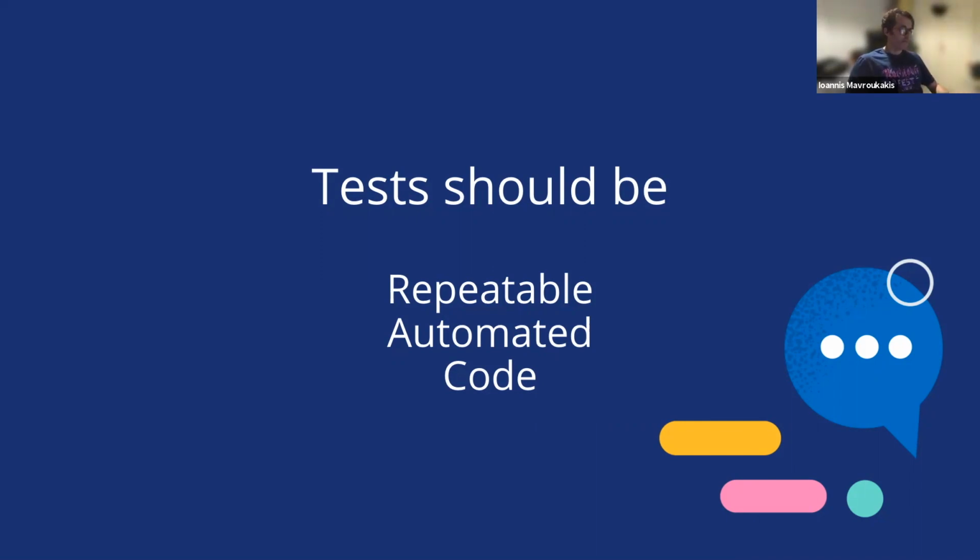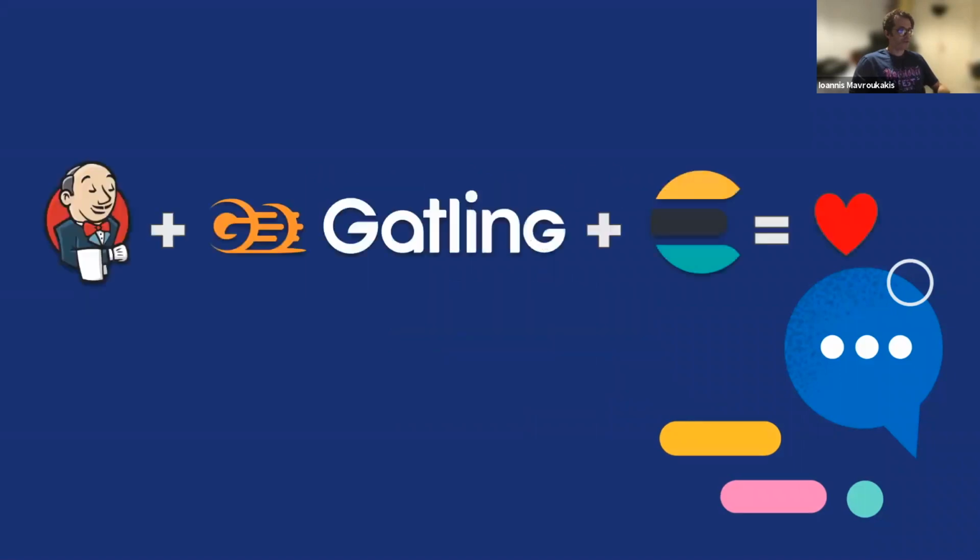And finally, you want them to be in code. If your tests are expressed in code, that means you can relatively easily pull in your own application libraries, your domain, the stuff that you are actually interested in, and test the things that actually matter to you. So what fulfilled the requirements that we set ourselves was combining Jenkins with Gatling.